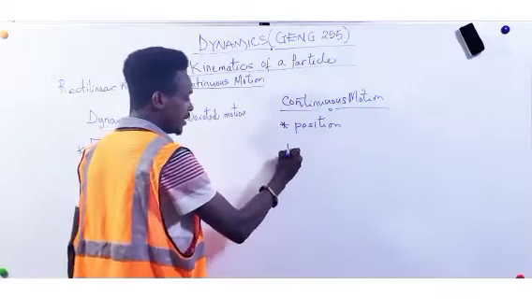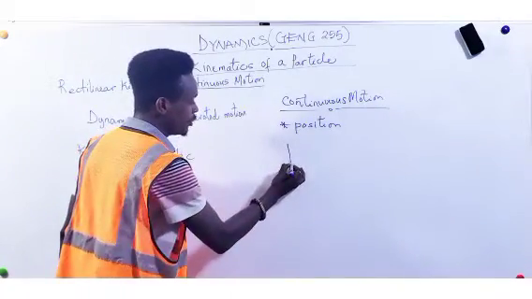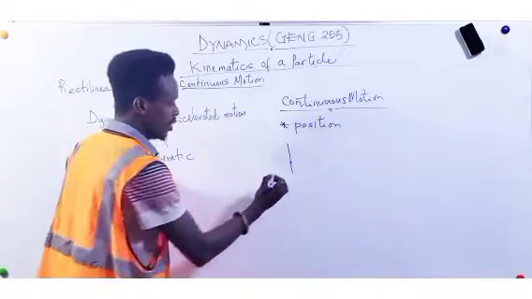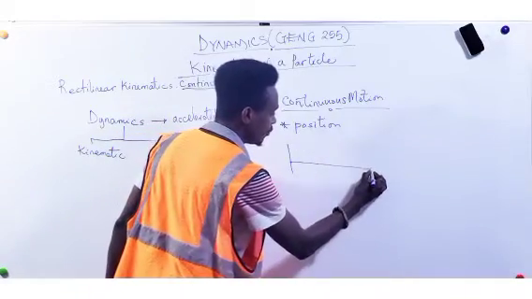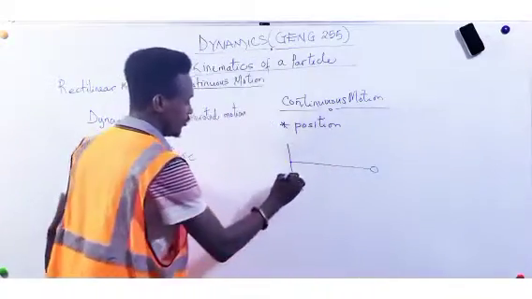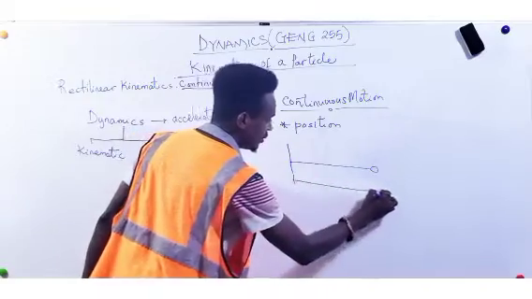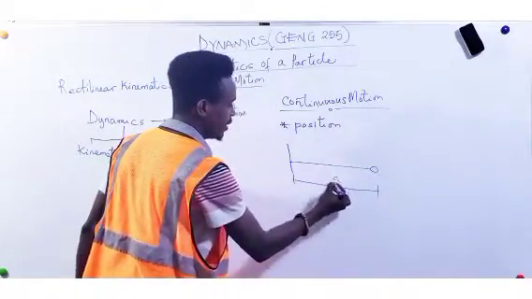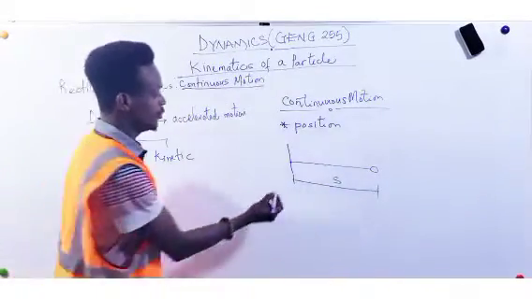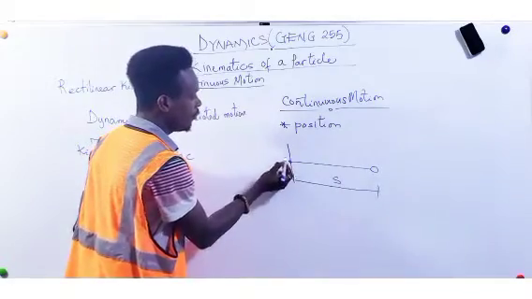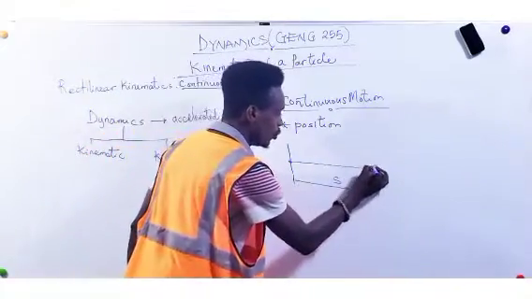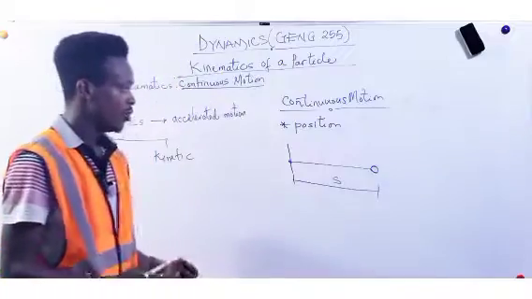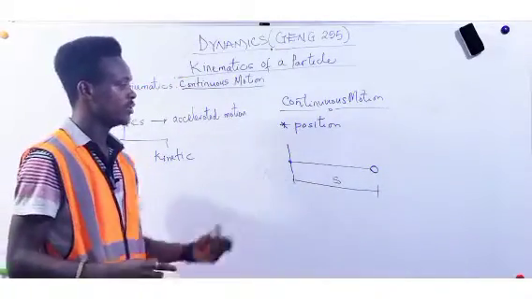Assuming we have an object like this at the origin of 0, and it moves from here to this point. The distance from the origin to this point is the position. So the position is the distance the ball travels from the point of origin.